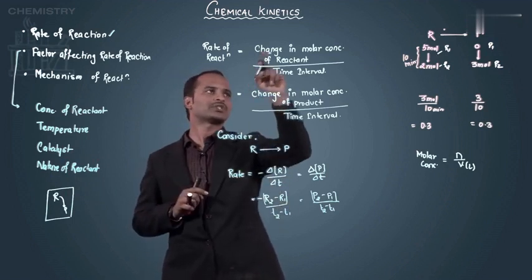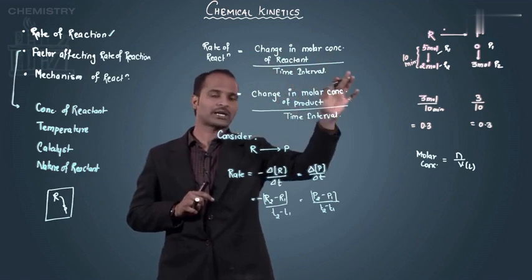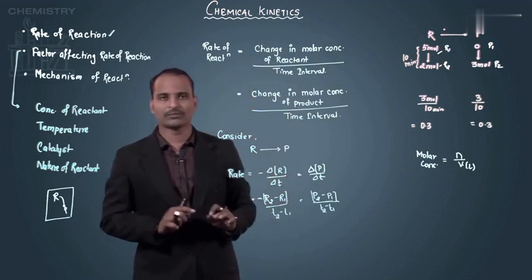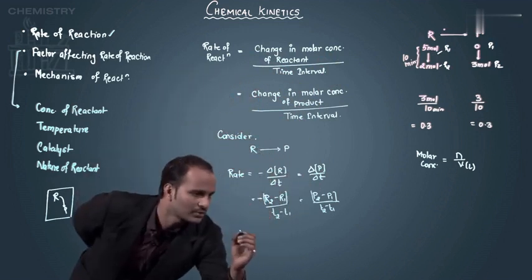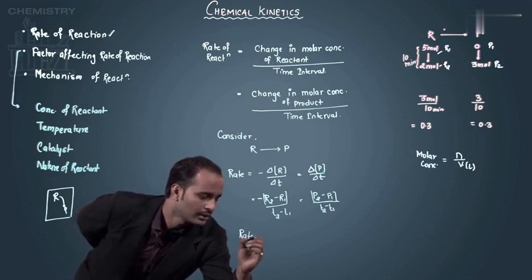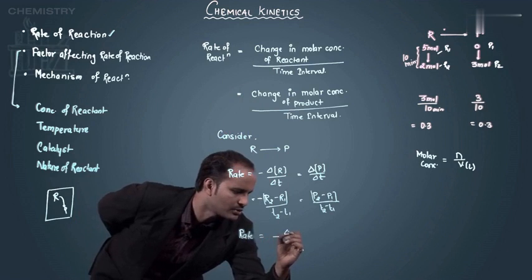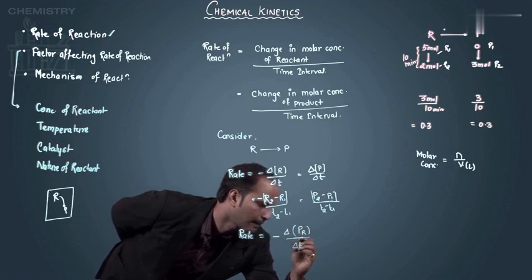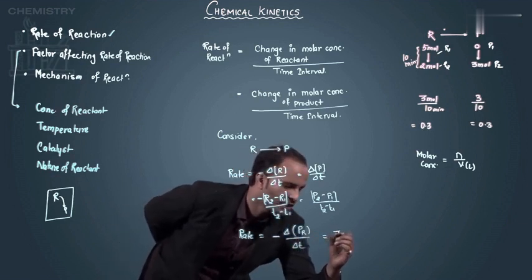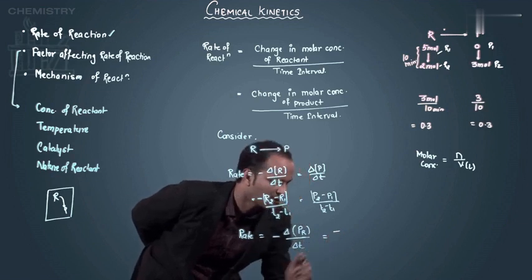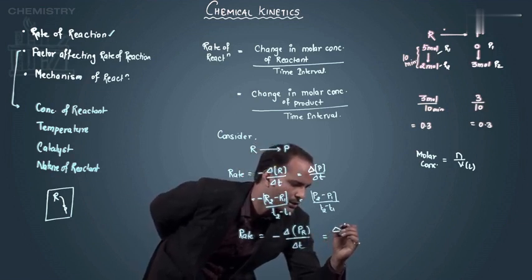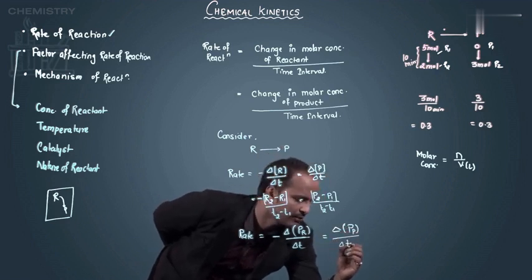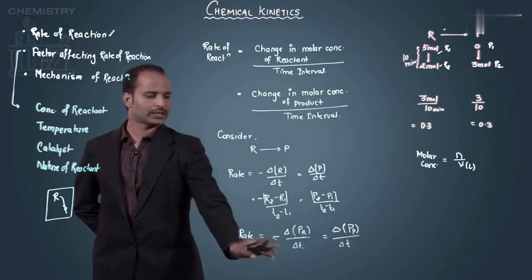So the formula changes to the change in partial pressure of reactant upon time, or change in partial pressure of product upon time interval. If I'm writing the formula in terms of product, what will be the formula? Rate will be equal to, in terms of reactant, minus change in pressure of reactant upon delta T, is equal to change in pressure of product upon delta T.